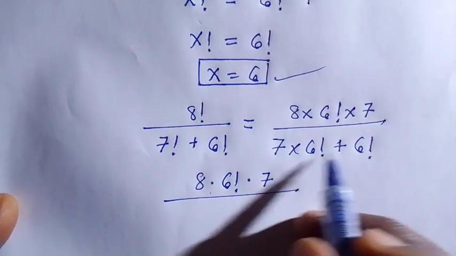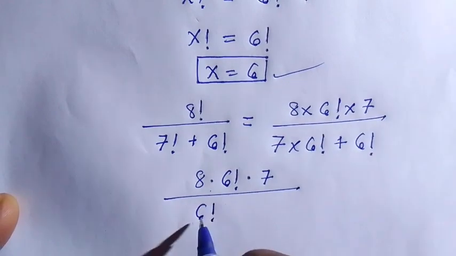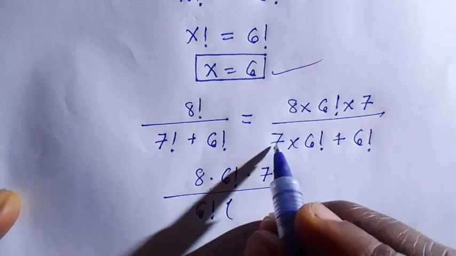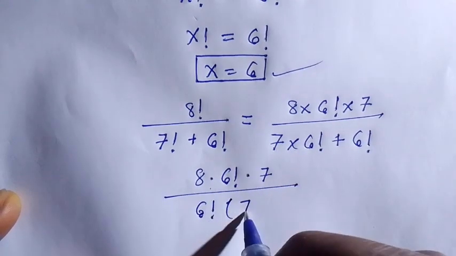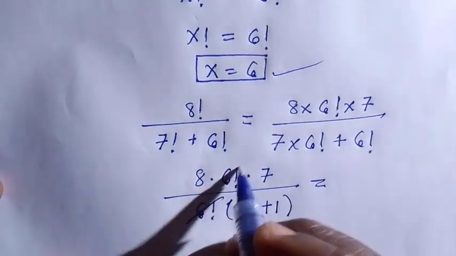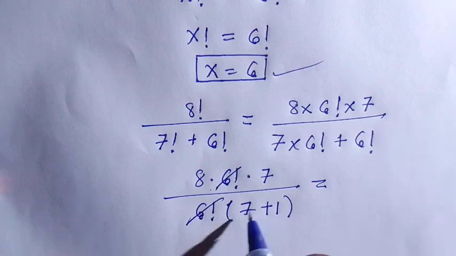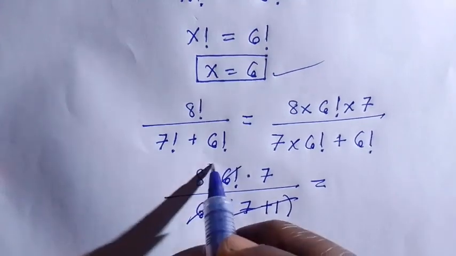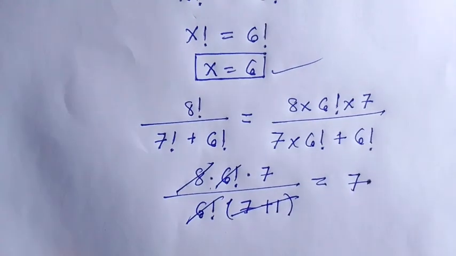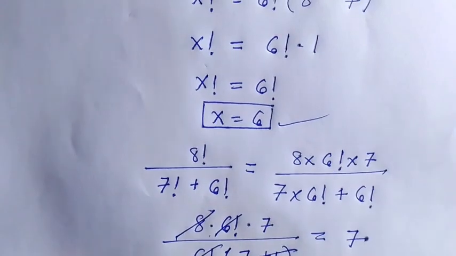Divided by, what is common is 6 factorial. By factoring it out, we open a bracket and divide this one by 6 factorial, and we get 7 plus, also this is 1. Everything equals, let's say 6 factorial cancels 6 factorial, and 7 plus 1 is 8. It means 8 cancels 8. The only answer we have here is 7, which is the right hand side value. So it shows that x equals 6 satisfies it.